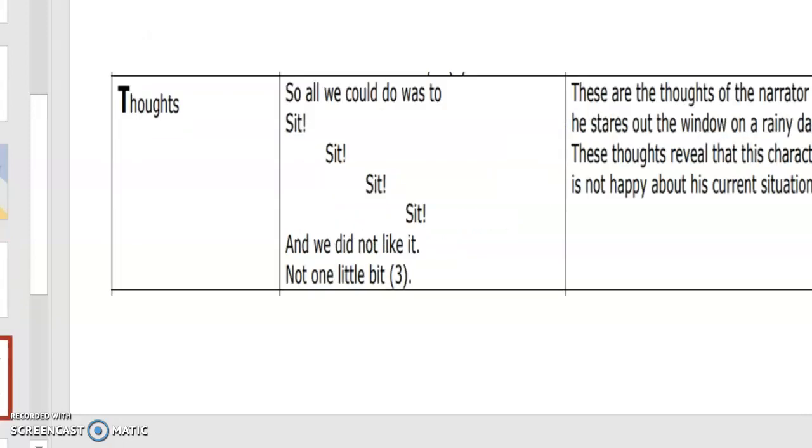Thoughts. So he was thinking, "All we could do was to sit, and we did not like it one bit." So these thoughts, as the narrator, he stares out the window on a rainy day. These thoughts reveal that the character is not happy about his current situation. So we know from his speech that he's an upbeat character. His thought is that he's not happy because it's raining.